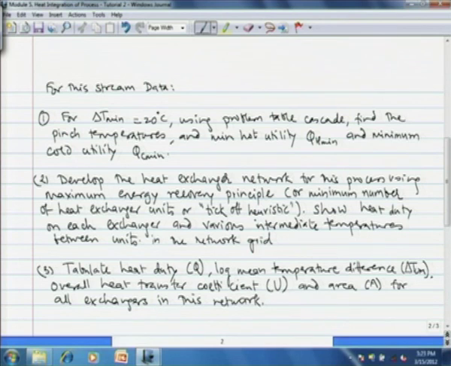And the third question that we have to answer is tabulation of the heat duty, log mean temperature difference, overall heat transfer coefficient and area for all exchangers in the network. So, we have to develop the process data for all the exchangers that we will design.